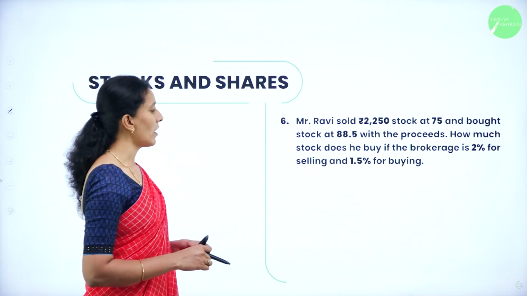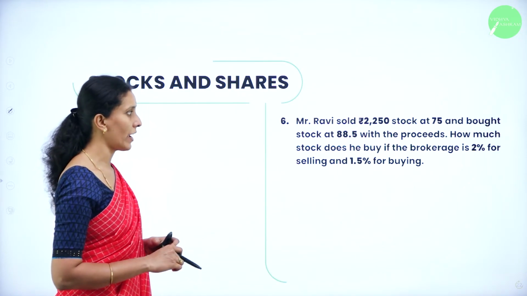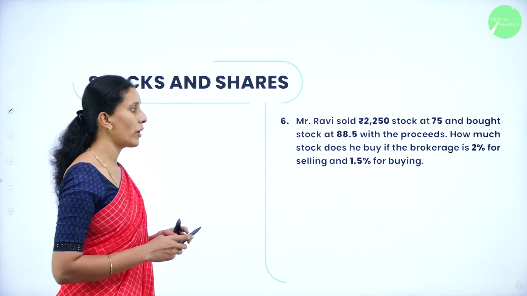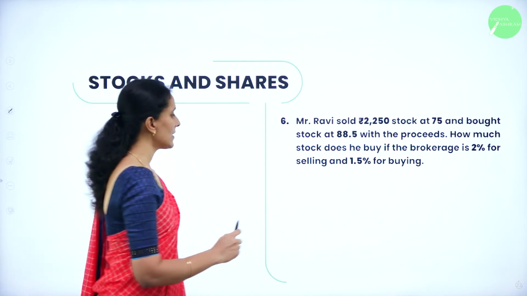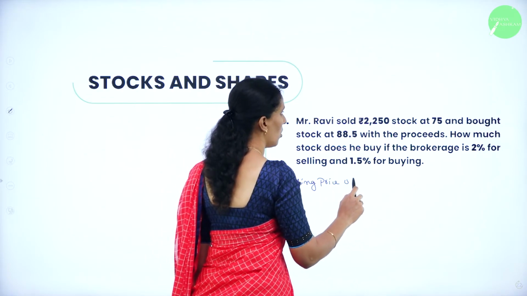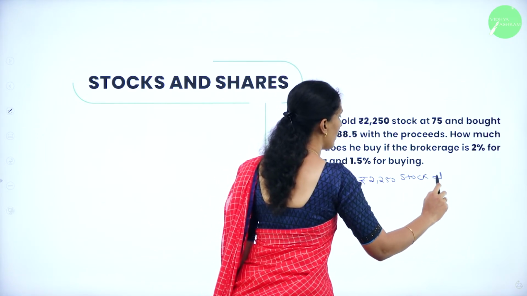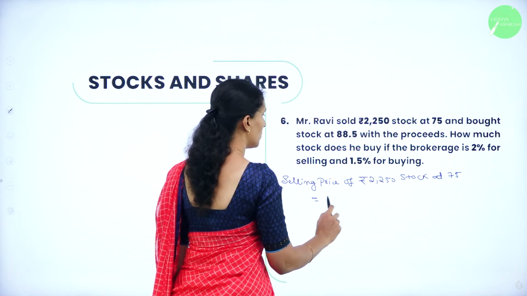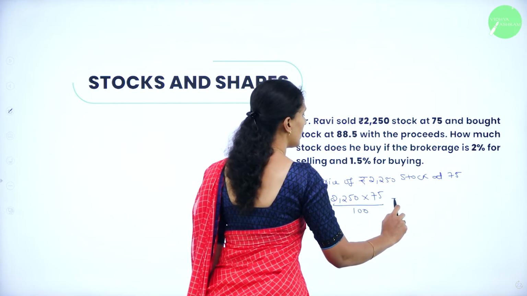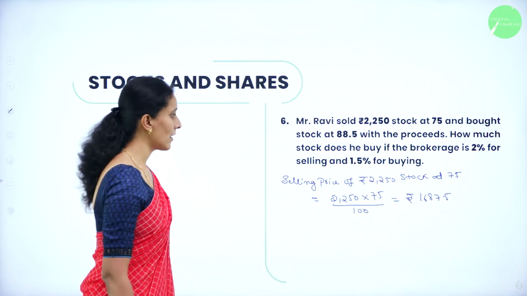Next question. Mr. Ravi sold rupees 2,250 stock at 75 and bought stock at 88.5 with the proceeds. How much stock does he buy if the brokerage is 2% for selling and 1.5% for buying? Now, first let's calculate the selling price. Selling price of rupees 2250 stock at 75. So, that is equal to 2250 into 75 divided by 100. That is equal to rupees 1,687.5.